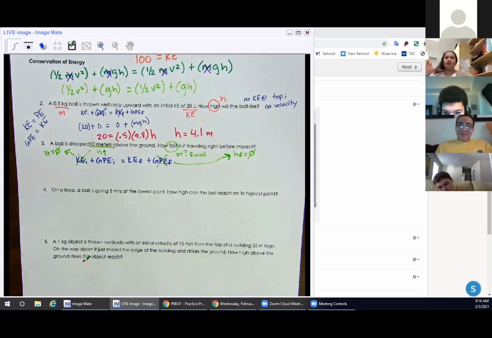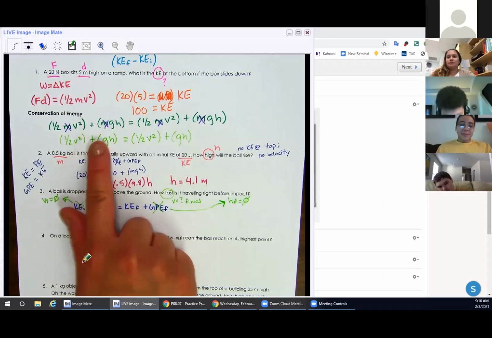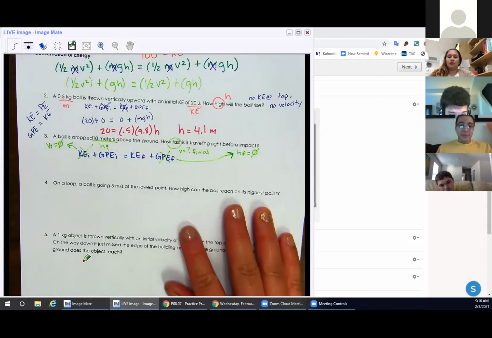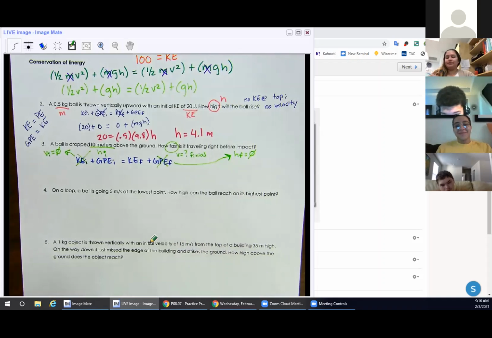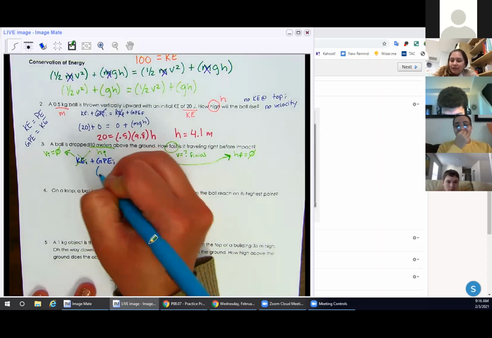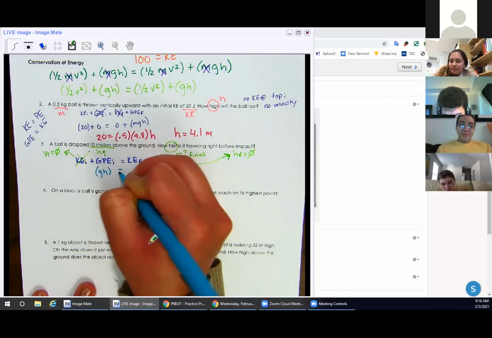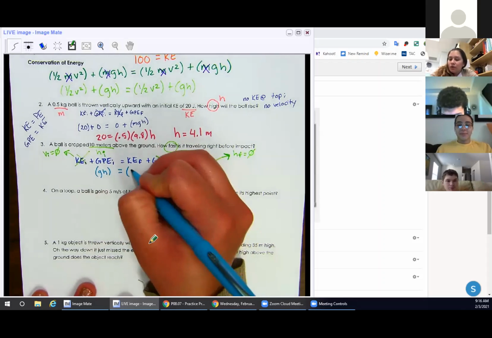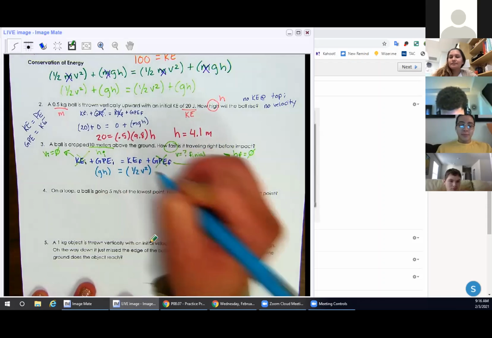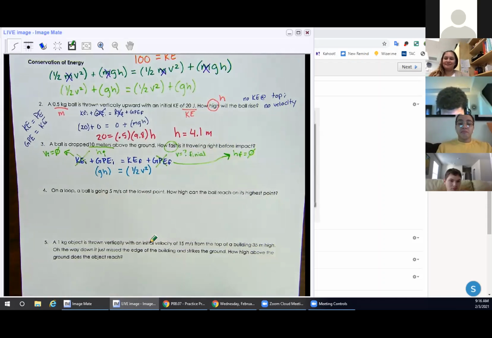And what did I say to do about your masses? You can take them out. So really our formula is gravity times height equals 1/2 v squared. Isn't that lovely? Much easier to solve now, right? All right, so now you can plug in your numbers.